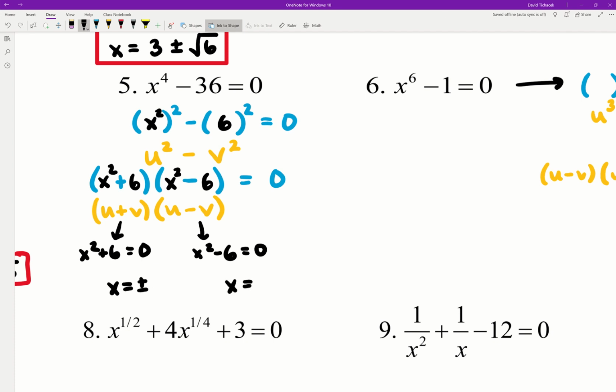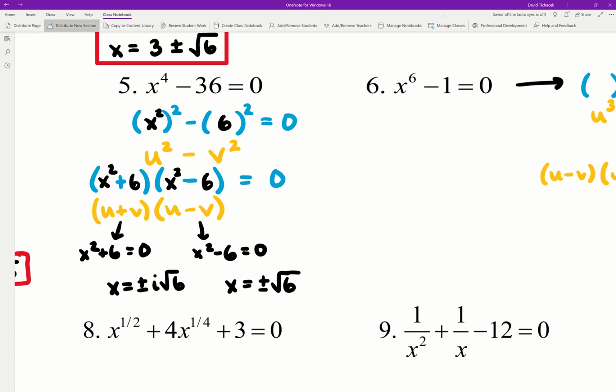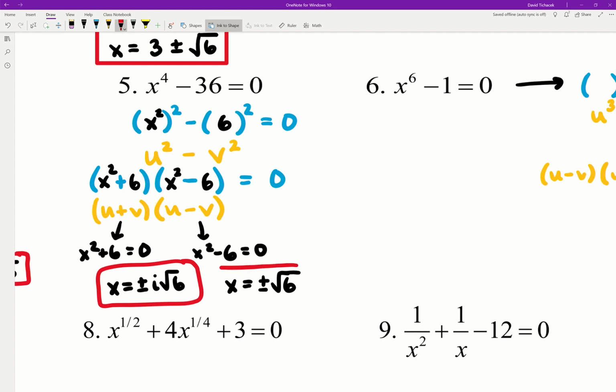What you would get in this equation here on the left-hand side is plus or minus i, the square root of 6. And then what you would get on the equation here on the right, that would be plus or minus the square root of 6. Okay, so again, 2 complex solutions and then 2 real solutions. Okay, so 4 solutions total.